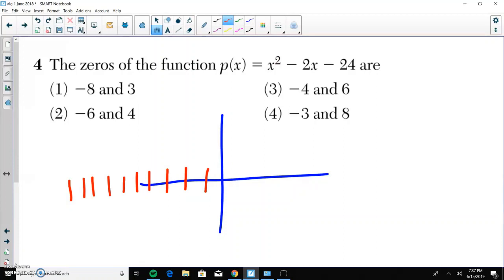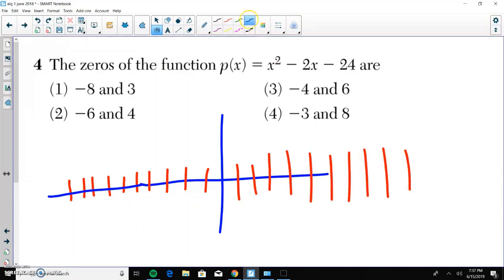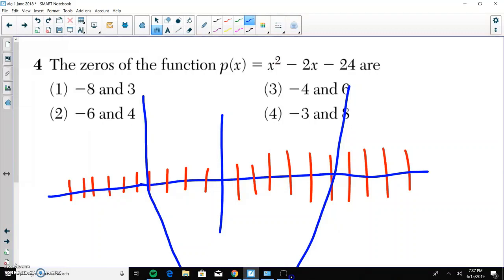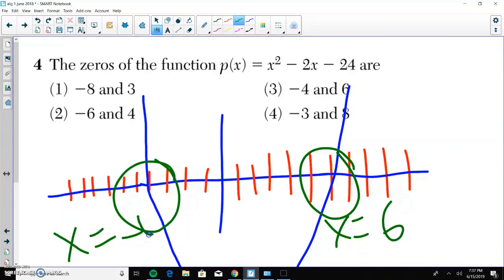let me just draw this out really quick. 1, 2, 3, 4, 5, 6, 7, 8, 9, 10. Okay, so around there. So at 1, 2, 3, 4, it's gonna be this. And at 1, 2, 3, 4, 5, 6, it's gonna be like that. So you know the zeros are gonna be 6 and negative 4. So your answer is gonna be choice 3.